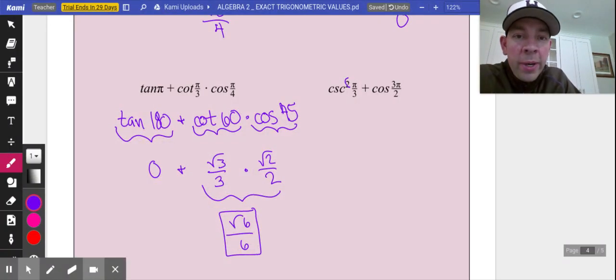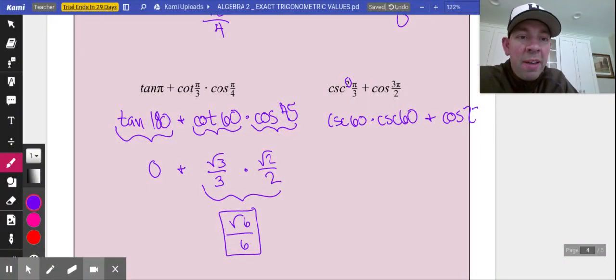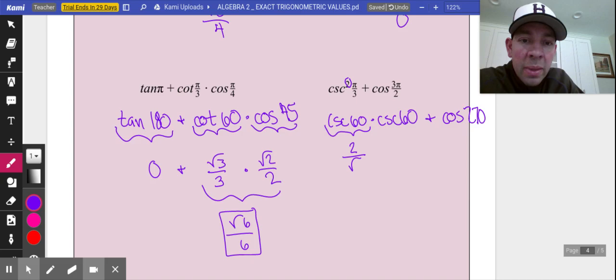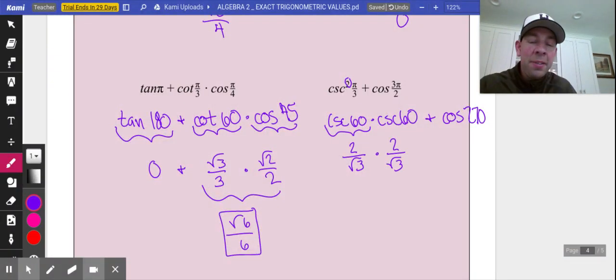Let's see. I do have a squared sign here. So I'm going to do cosecant of 60 times cosecant of 60. Just going to repeat it. Plus the cosine of 270. Okay. For cosecant of 60, I'm thinking, what's the sine of 60? Well, that's radical 3 over 2. So I got to reciprocate it. And you know what? I'm not even going to worry about rationalizing it because you may anticipate by the time I multiply these two fractions together, the radical is going to be gone anyway.